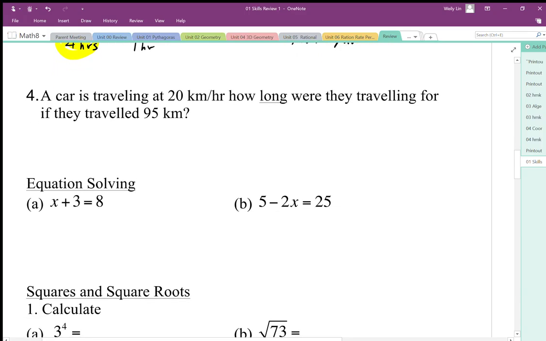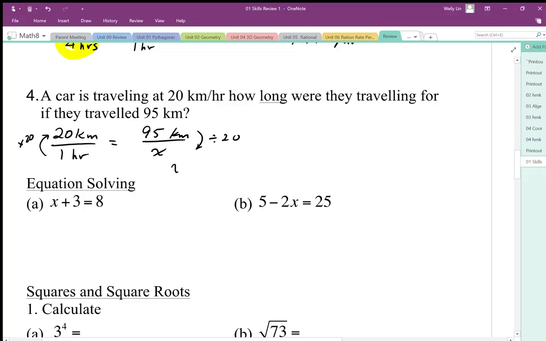So a car is traveling at 20 kilometers an hour. How long were they traveling for if they traveled 95 kilometers? Well, we can do this as a proportional equation. We can compare kilometers to 1 hour and make an equivalent fraction, and we can say 95 kilometers for x hours. And we have here a multiplier of times 20. So we can use this in the opposite direction as a divisor, divided by 20.